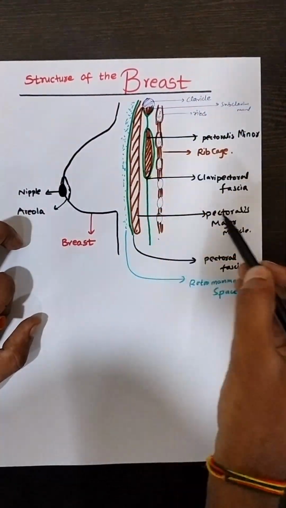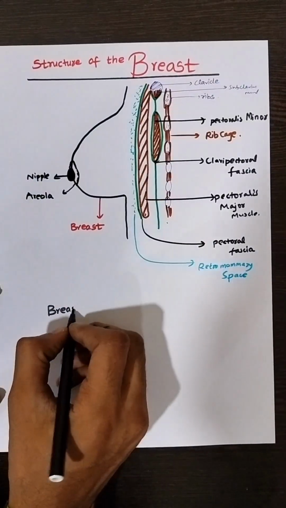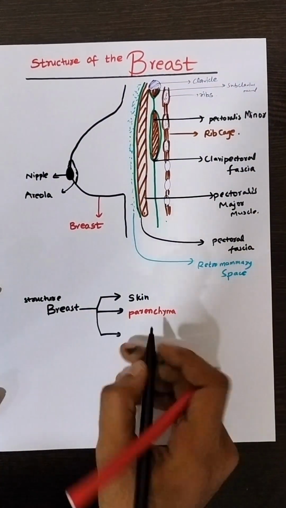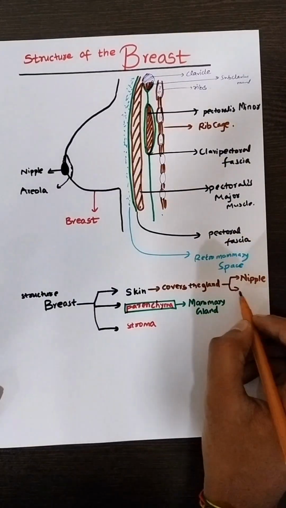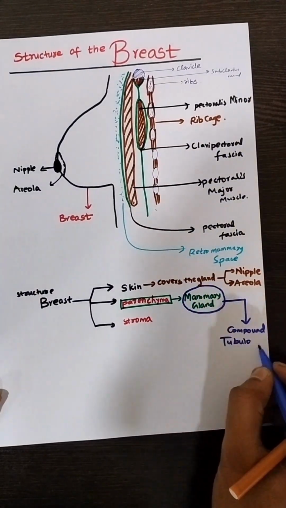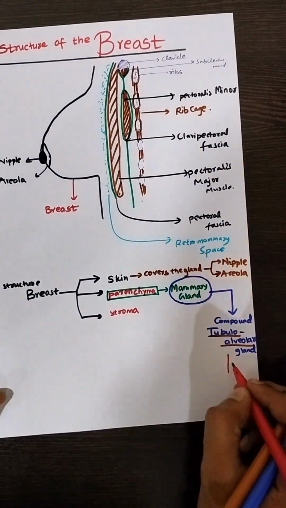Now as we get into the deeper aspect, the structure of the breast has three divisions: skin, parenchyma and stroma, and the parenchyma is the actual mammary gland. So breast and mammary gland are synonymous. The skin covers the gland and has nipple and areola, and the mammary gland is a compound tubuloalveolar gland. It secretes the milk.